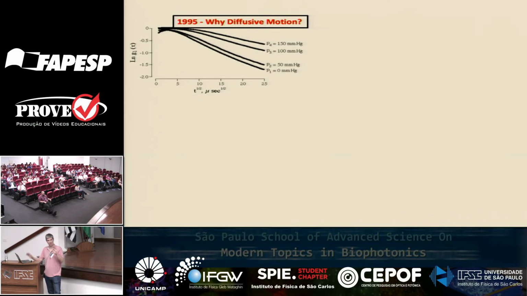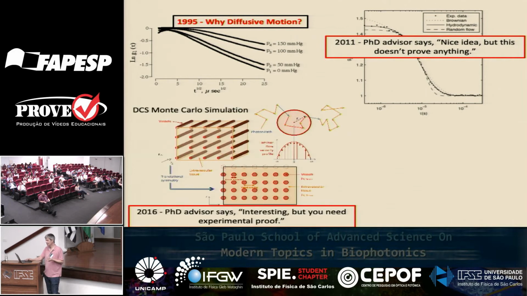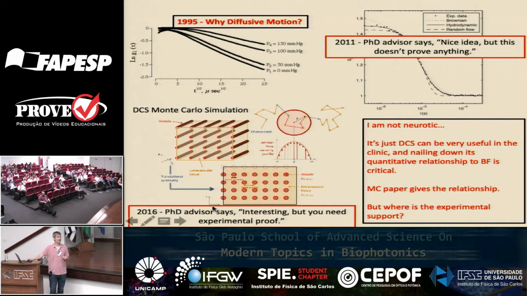All right, so just to recap, in 1995, we used diffuse correlation spectroscopy to measure blood flow in tissue. We measured diffusive motion. We didn't know why it was diffusive. We were expecting a linear motion of the red blood cells. So we came up with this idea that we're actually sensitive to shear-induced diffusion of the red blood cells. Arjun thought it was a nice idea, but it didn't prove anything. So we ran Monte Carlo simulations that supported this idea. Arjun wanted experimental proof, and we didn't have experimental proof.